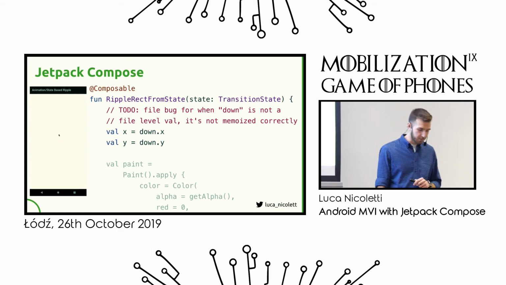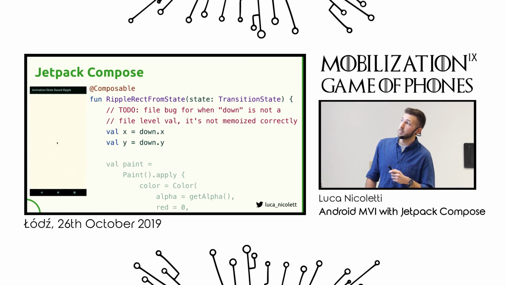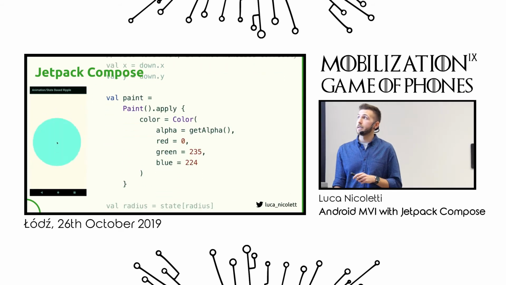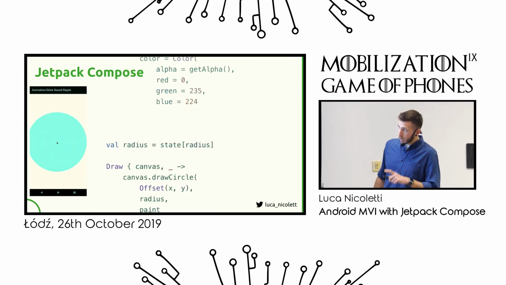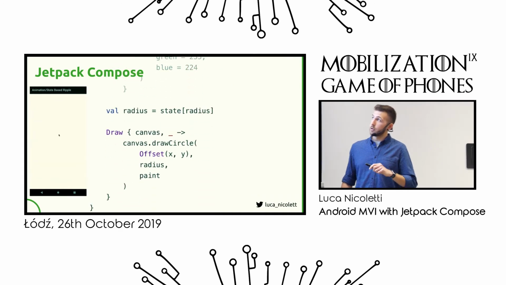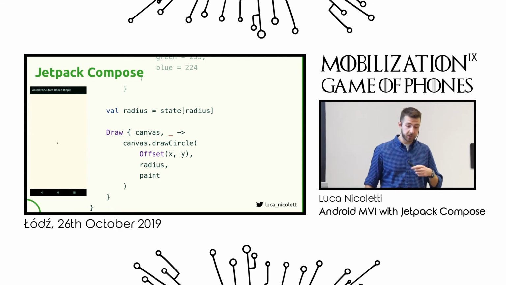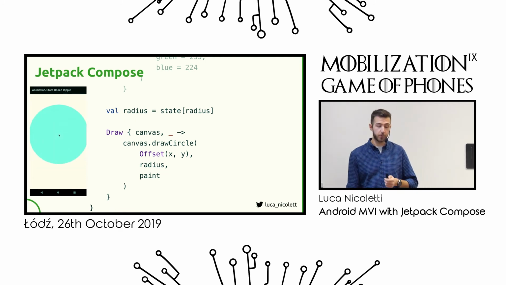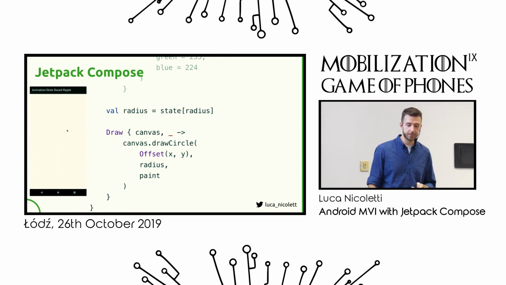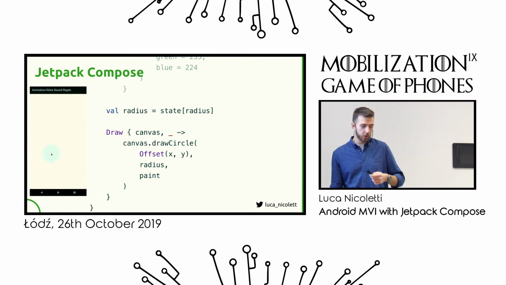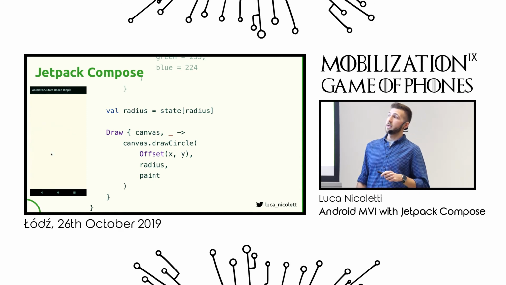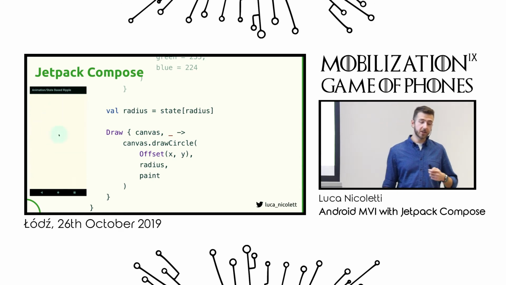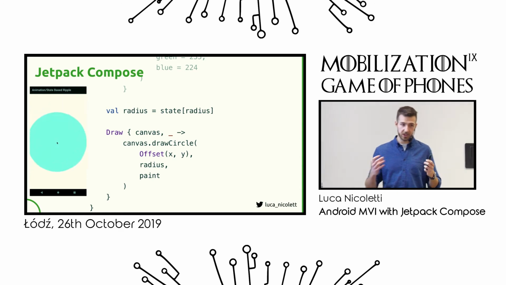There are still some problems. It sets up the position of the ripple and a paint to draw the ripple on. It retrieves the radius from the state, which is a transition state, as we've seen before, which is a model annotated class. And that will allow the draw function to be recomposed every time that state updates. And that's what creates the animation of the ripple expanding.